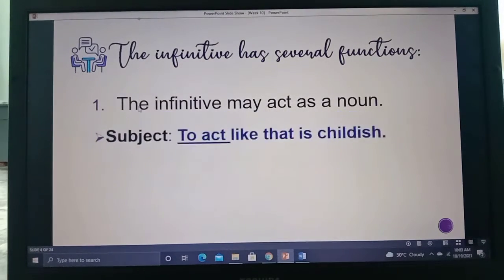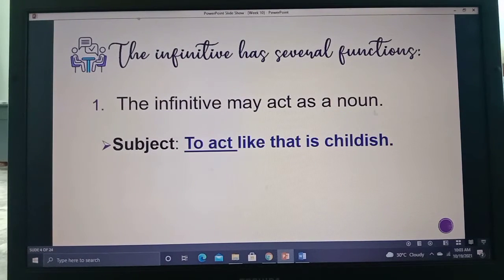The first one is the infinitive may act as a noun. So, pwede siyang as a noun. For example, in this sentence, to act like that is childish. So, yung to act ay noun siya. At ang role niya dito is as a subject dito sa sentence na to.